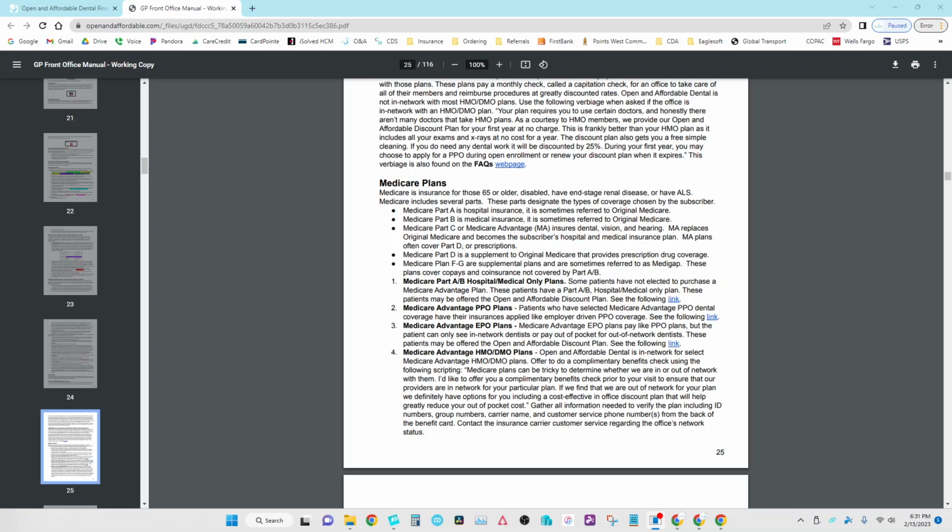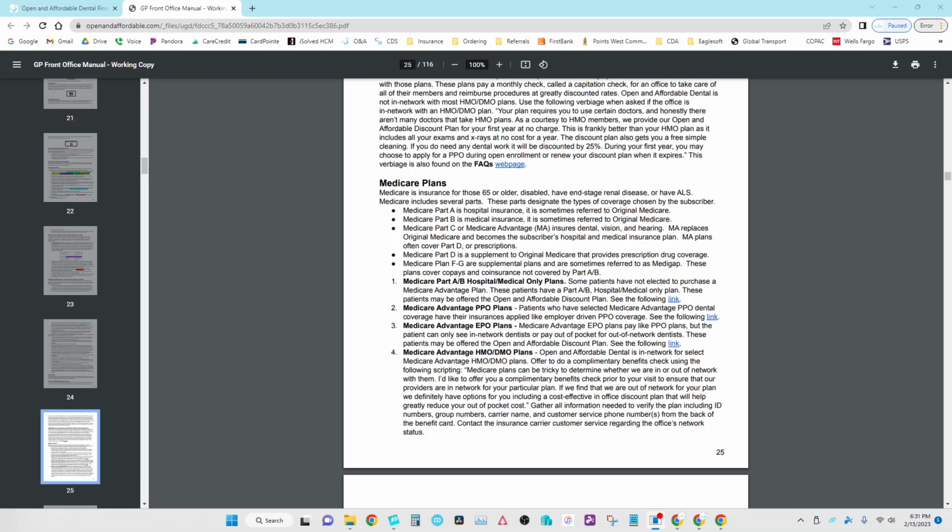Medicare plans can be tricky to determine whether we're in network or not in network with them. So I'd like to offer you a complimentary benefits check prior to your visit to ensure that our providers are in network for your particular plan. And if we find that you're out of network for your plan, we'll definitely have options for you, including a cost-effective in-office discount plan that will help you greatly reduce your out-of-pocket costs.